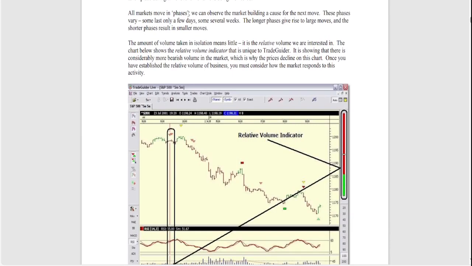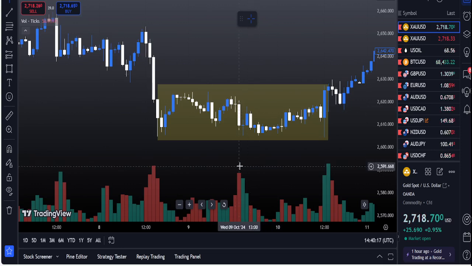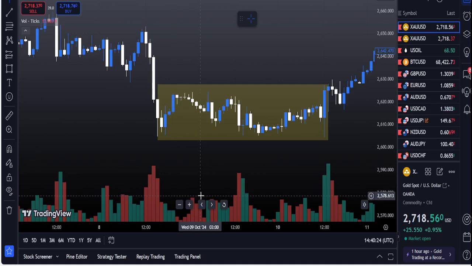All markets move in phases. We can observe the market's cause for the next move. These phases may last a few days or a few weeks. The longer the phase, the larger the moves. The amount of volume taken in isolation means little. Individual volume is nothing. We have to relate it to the previous 2 or 3 volumes, or the previous 20 volumes. Then we will have a sense of it.